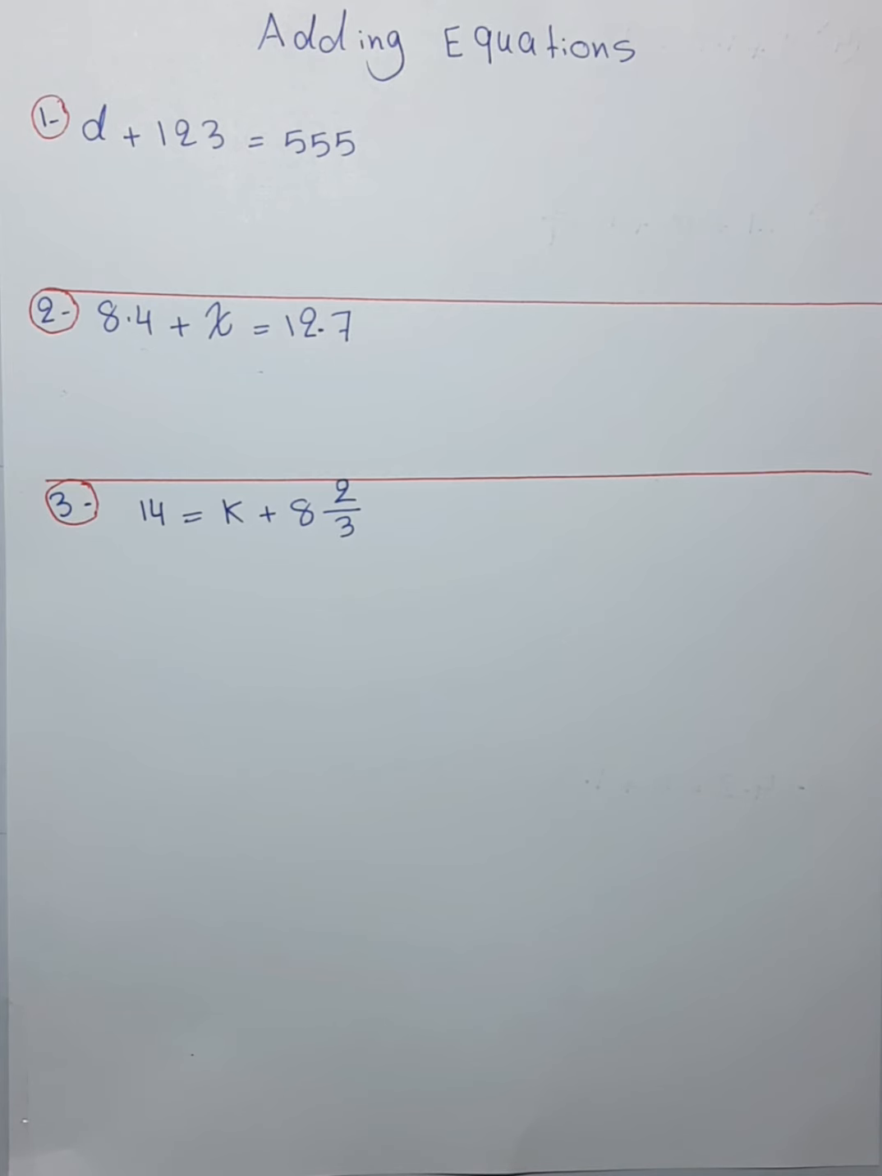Example number 1, we have d is variable. D plus 123 equal to 555. For finding the value of d, we have to take the inverse of these numbers that are with the variable.